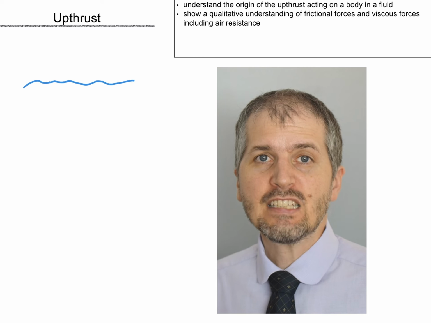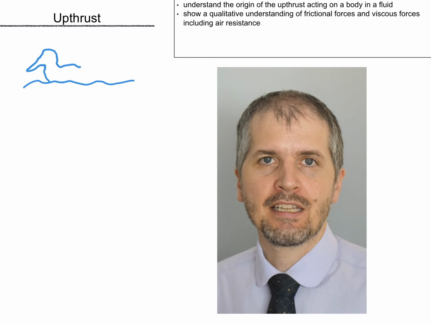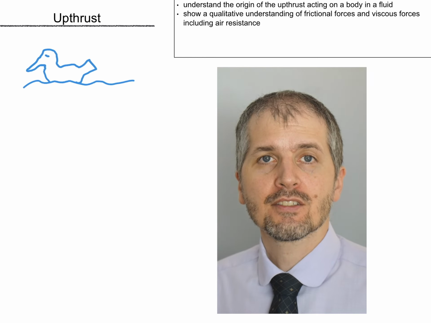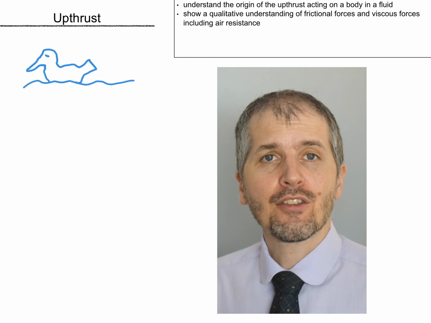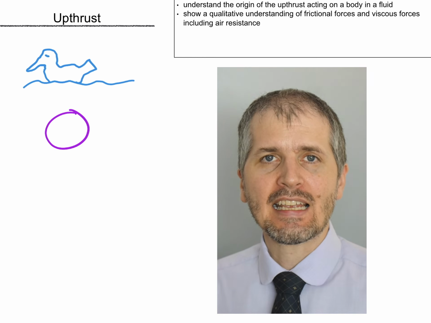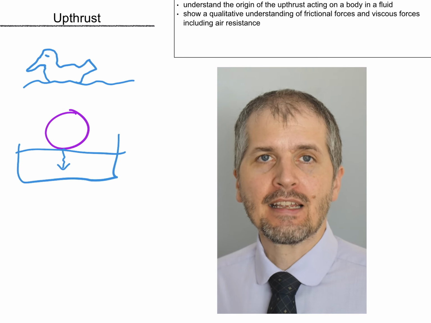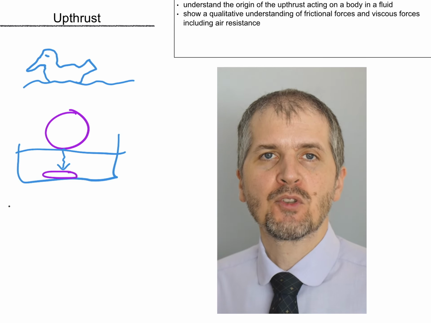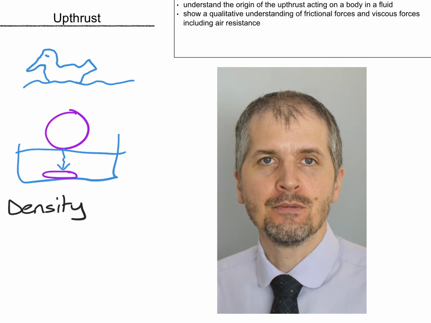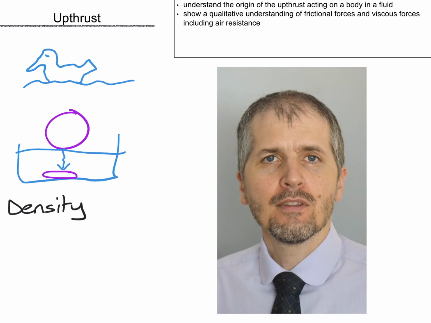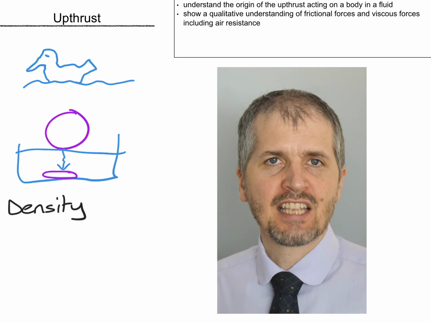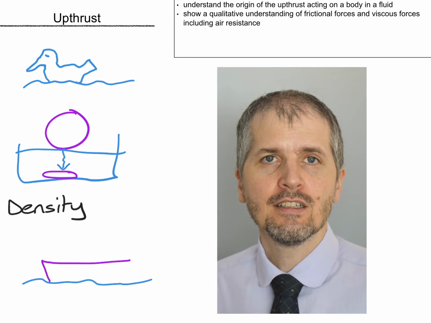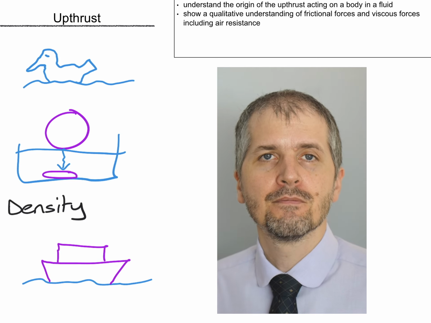Ducks float. It's a well understood and accepted part of physics, but if you take a metal coin and throw it into a wishing well, it's going to sink. Now, it's easy to explain that based on the idea that the density of water is somewhere between that of the duck and of the metal. But then if you make a boat out of the same metal as the coin, then the boat can float.